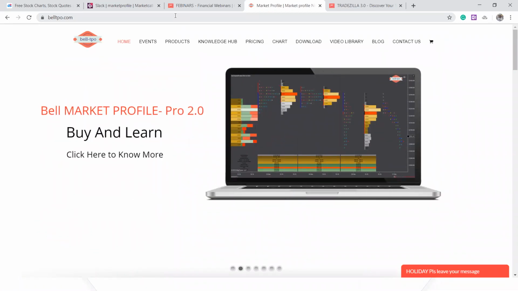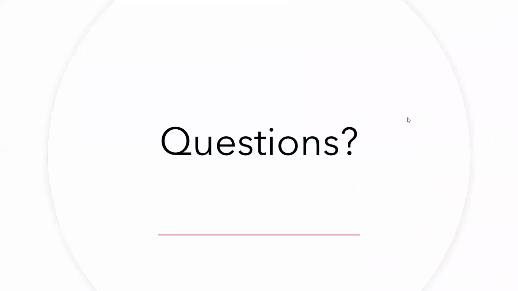So here you can get access to market profile order flow charts. You can try out the free trial at belltpo.com. Especially, I prefer to use it on the NinjaTrader 8 platform. I've been a long-time user of NinjaTrader 8 and BellTPO for quite some time now.